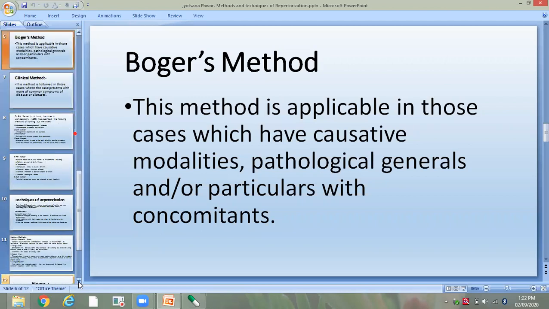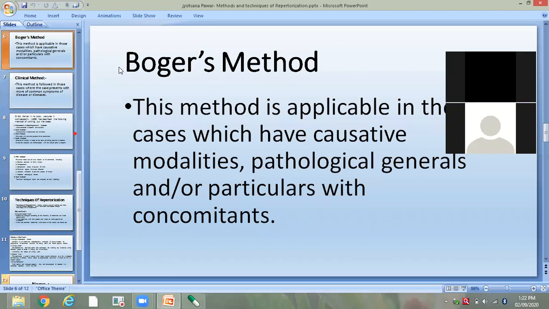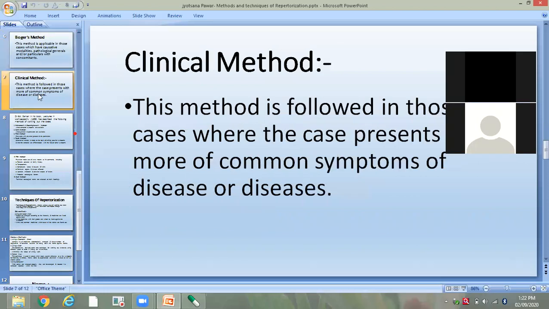The cases in which we find causative modalities, pathological generals, and particulars with concomitant. In such cases, Boger's method is very much helpful for repertorization.